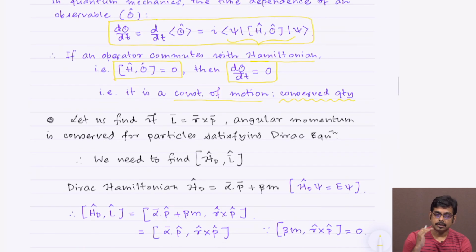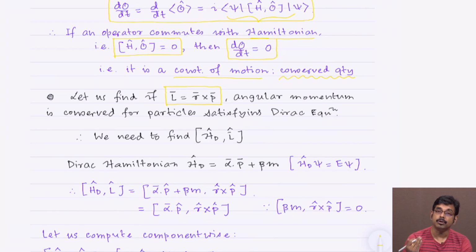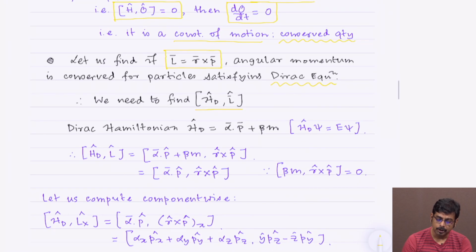So, let us first try to construct the angular momentum, which, as you all know, is L equal to r cross p. The question is whether this angular momentum, defined as r cross p, is a conserved quantity for particles satisfying the Dirac equation. For that, we need to check the commutator of the Dirac Hamiltonian with the angular momentum. Now, what is the Dirac Hamiltonian?